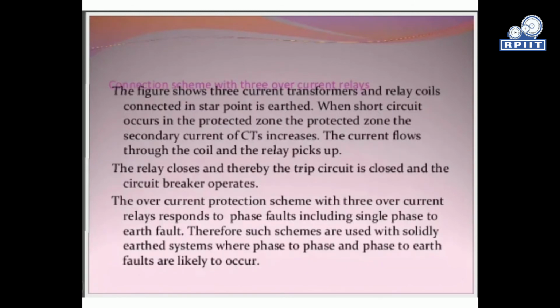The same working is discussed here. As per the figure, we can say that the relays are connected in a star point earth format. When a short circuit occurs in the protected zone, the current in the CT will increase, that current flows through the coil and the relay will pick up. The relay closes the circuit, trips the circuit and sends the signal to the circuit breaker, and the circuit breaker will disconnect our healthy circuit from the unhealthy one.